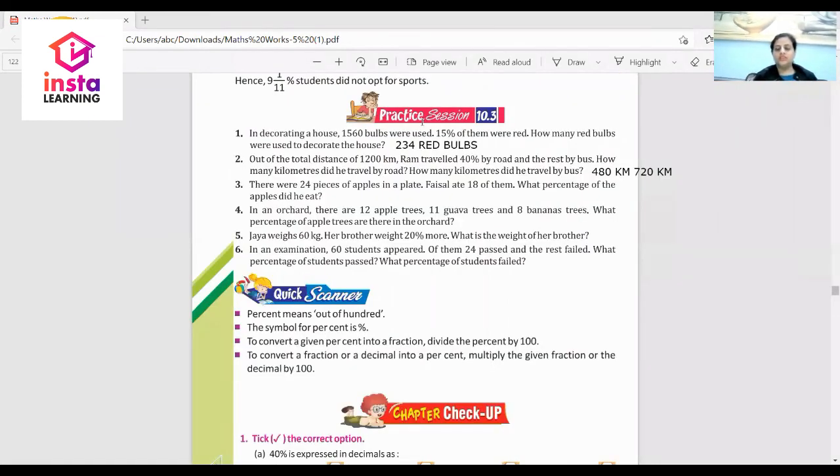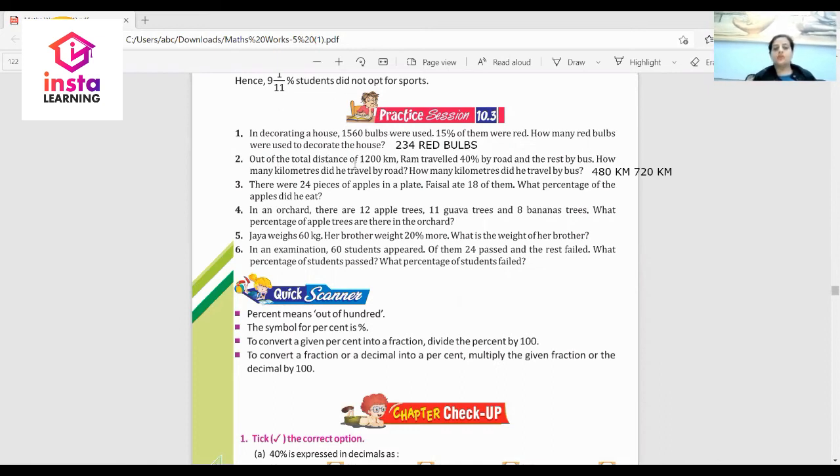So students, exercise 10.3 is all about word problems, like decorating a house. 1560 bulbs were used. 15% of them were red. How many red bulbs were used to decorate the house? You just take out 15% of 1560. The answer will come 234 red bulbs.